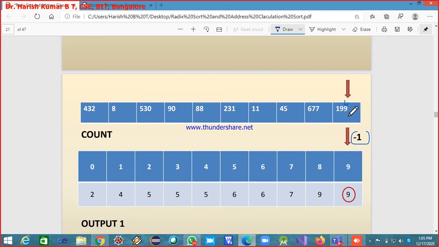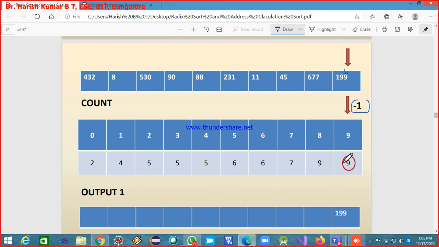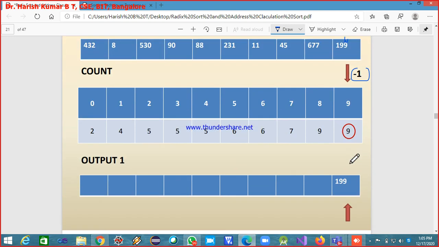So I got this 9, so I come to this array, because the digit which is present at the ones place is 9, and using this 9 I access this array. So here in the 9th index, the value which was stored here was 10. Yes or no? It was 10. Now I decrement that by 1, and it is 9 I get. Now I go for storing this 199 in the 9th position.